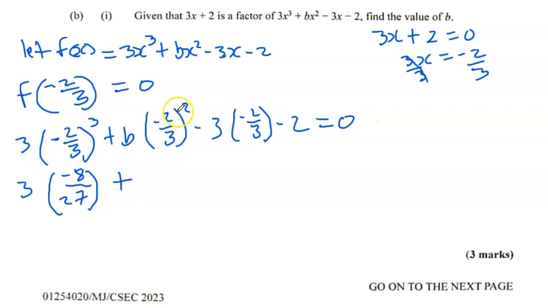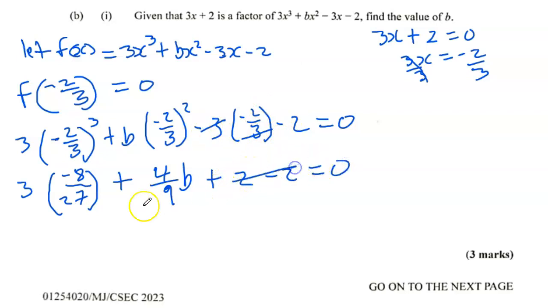Plus negative 2 squared, that's 4. 3 squared, that's 9, so that's 4 over 9 times b. The next term, negative 3 times negative 2/3: the 3 cancels 3 here, so negative times negative is positive 2, and there's a minus 2 here, right? So that will be 2 minus 2, equal to 0. So we're left with 3 into itself 1, and 3 into 27, 9.